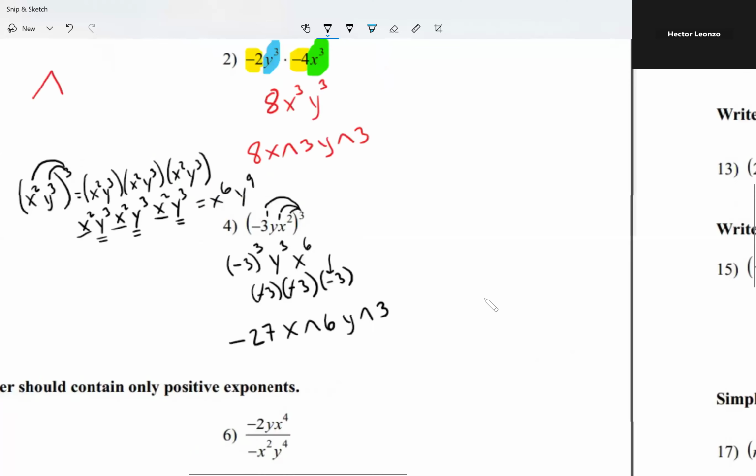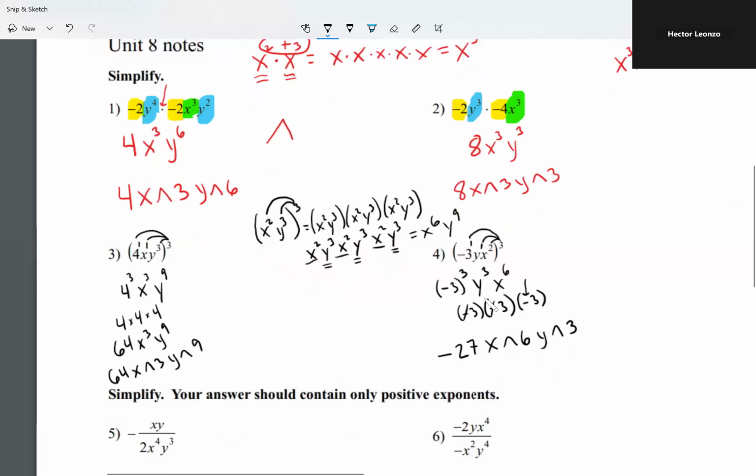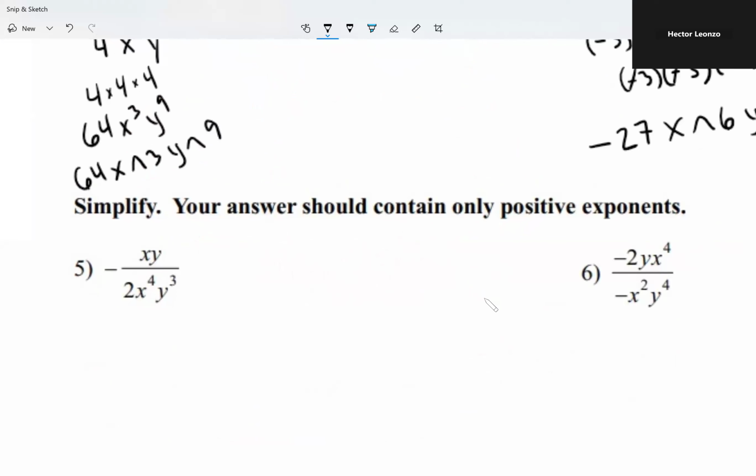Okay, so far I've seen two rules, right? Questions 1 and 2, multiplication. You just add the exponents as long as it's the same letter. In question number 3 and 4, exponents. We had the exponent on the outside, we multiply to the exponents on the inside. Now we're going to look at division. Let's talk about these rules really quick.